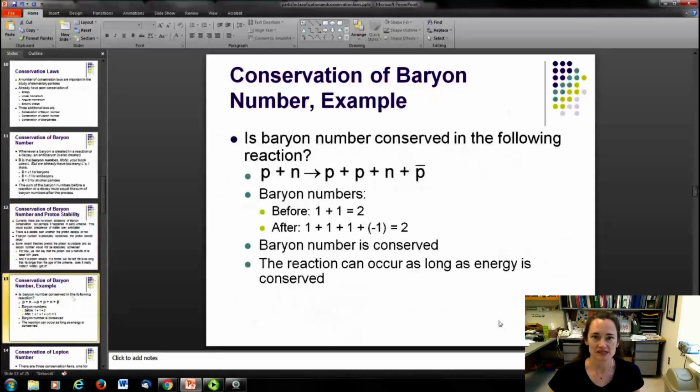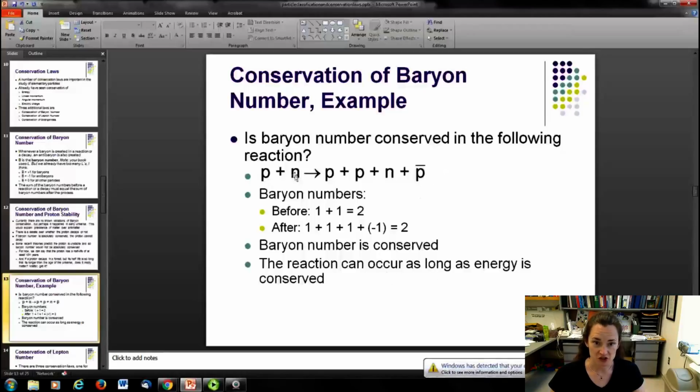Okay, so let me do an example of baryon number conservation. So is baryon number conserved in the following reaction? Now remember, nuclear reactions, particle physics reactions, are written out like chemical reactions, where you have the reactants on the left-hand side and the products on the right-hand side, and an arrow in between. So here we have a proton plus a neutron, yielding a proton plus a neutron plus an antiproton. So let's figure out whether we think this is going to violate baryon number conservation.